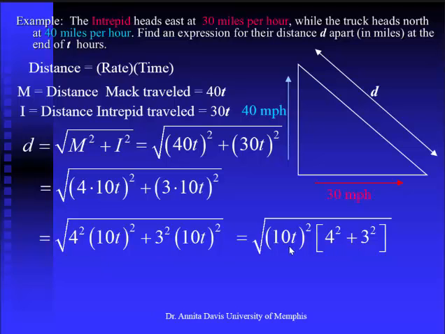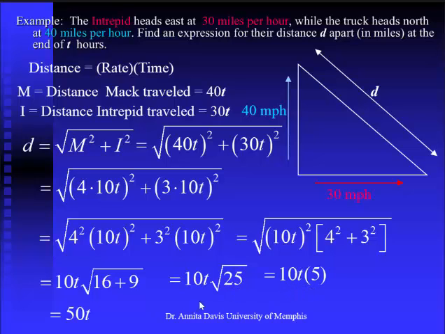Since t is positive, and we can take the square root of a square, this term becomes 10t. 4 squared is 16, plus 3 squared, which is 9. So this equals 10t times the square root of 25, which is 10t times 5, or 50t. Therefore, the expression for the distance apart in miles at the end of t hours is 50t.